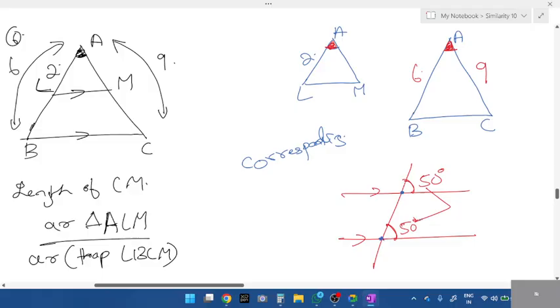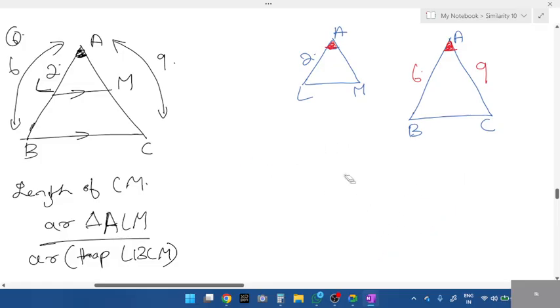Correct? So these two are what kind of angle, students? Will they be equal? Corresponding angles are equal, right? Respond, all of you. Corresponding angles should be equal. Now look at LM and BC. Which two will be corresponding if they are parallel lines?